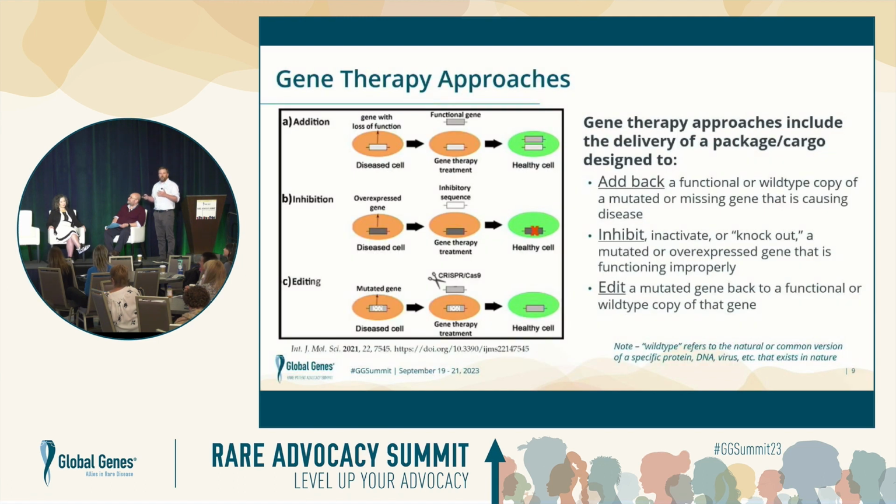There are a couple different, very basic approaches that you can take to gene therapy. I'm only going to cover the first two, and then Amy's going to cover the last one. These are addition, so you can take a gene and add it back. Inhibition, if you have a gene that's not working properly or it's overexpressed, you can inhibit it. And then the last one, and the newest technology we have, is editing.